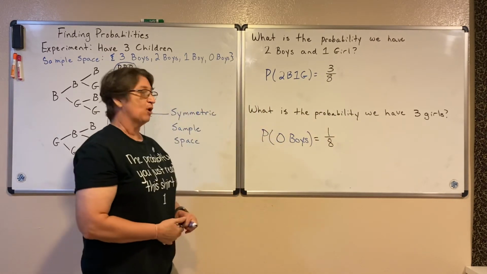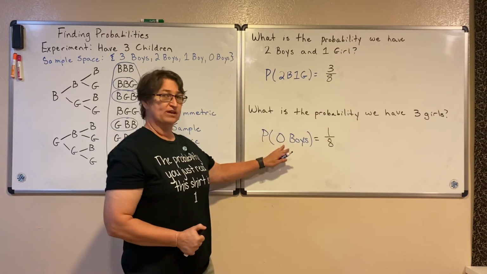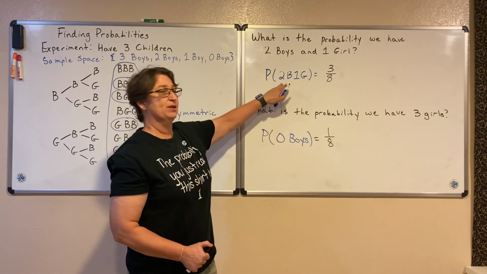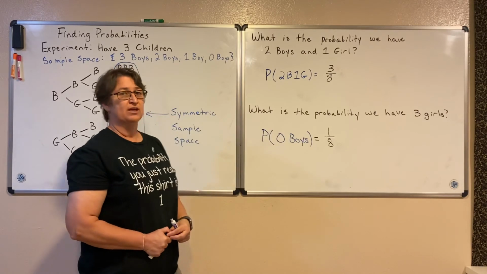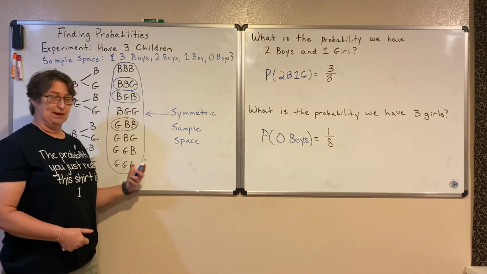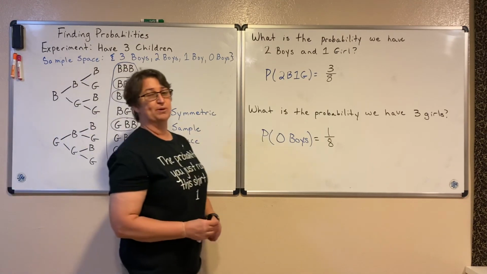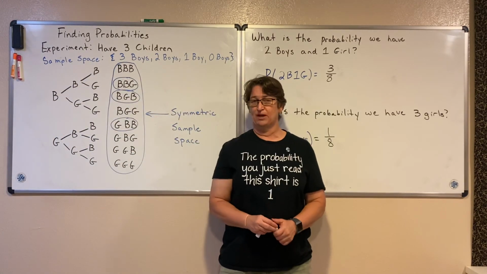So we see that the probability of having 0 boys is not the same as the probability of having 2 boys. And using the symmetric sample space helps us to find that probability. So being able to find your symmetric sample space is really important in probability.